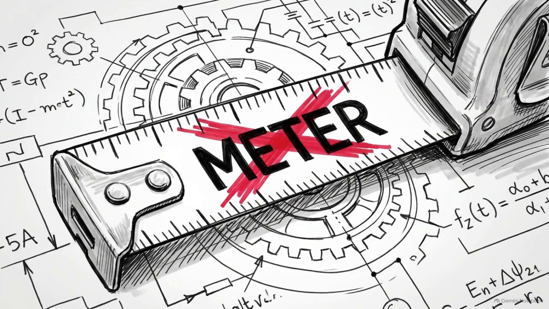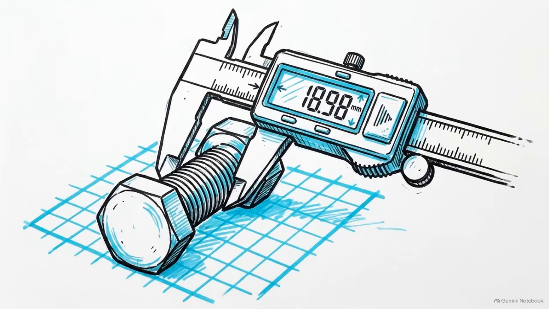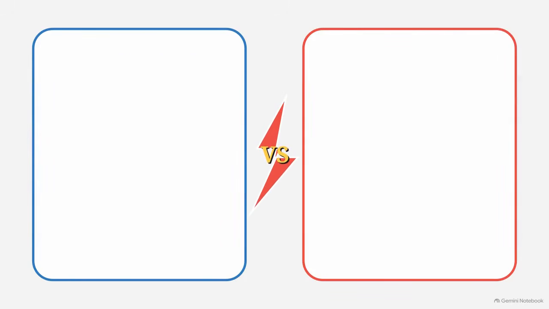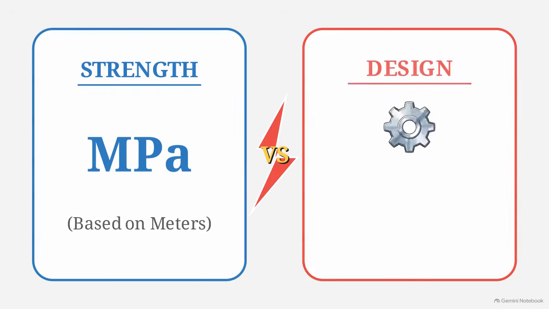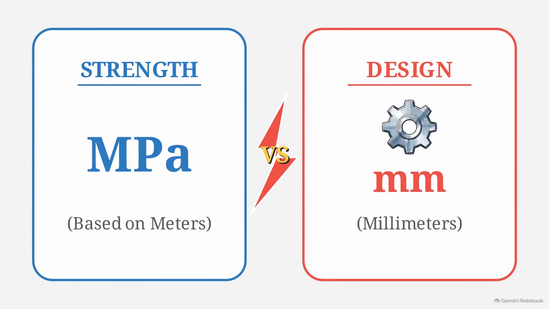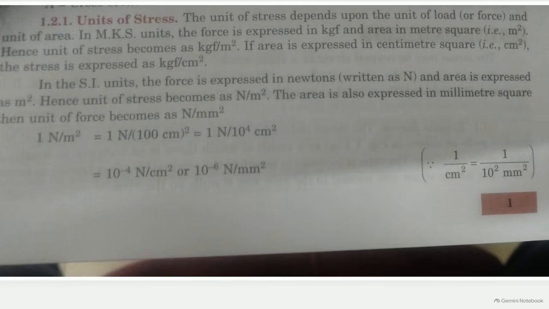But there is a practical hurdle. Engineers rarely draw blueprints in square meters. Most of the things we build, like machine parts or steel bolts, are measured in square millimeters. This creates a challenge for students. You have material strengths given in megapascals, which are based on meters, but the parts you are designing are measured in millimeters. We can bridge that gap by following the math on this page. It shows the steps to convert a force on a square meter down to a square millimeter. The final result shows 1 Pascal equals 1 millionth of a Newton per square millimeter.